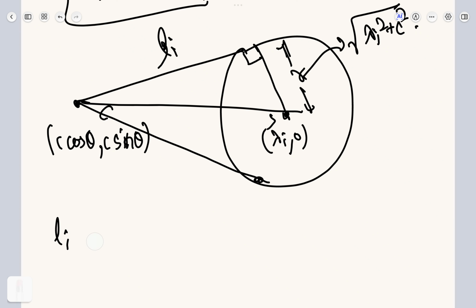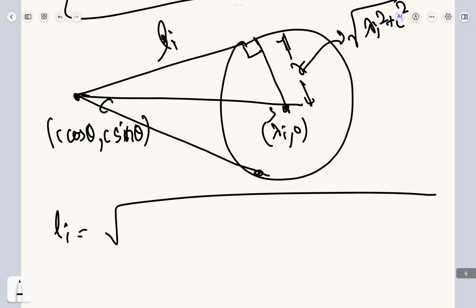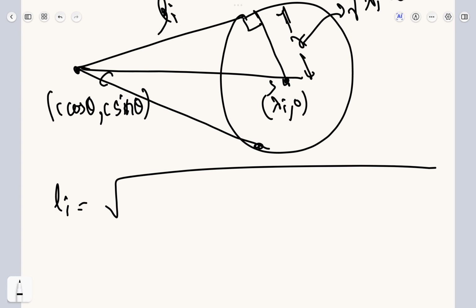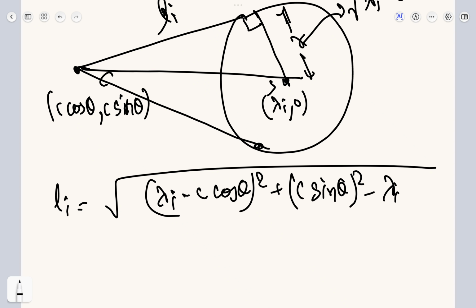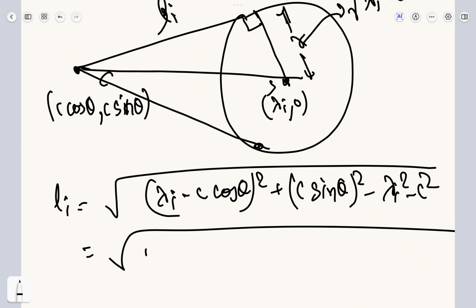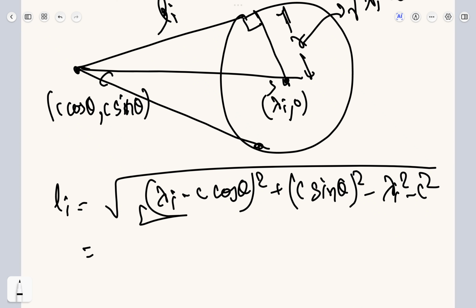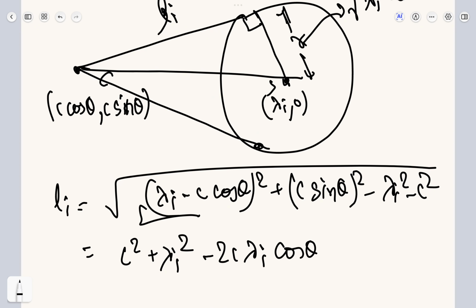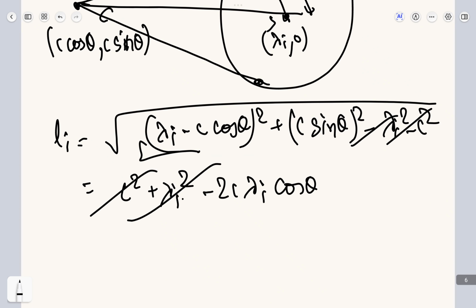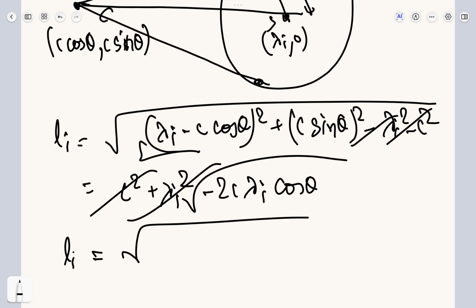Li can just be found by Pythagoras theorem, right? You don't have to use complex coordinate geometry for this. So lambda I minus c cos theta, c cos theta squared plus c sin theta squared minus lambda I squared minus c squared. Okay, so let me just do this directly. So this would be c squared plus lambda I squared minus 2c lambda I cos theta, and then you would have this cut, and this would be the length. So Li is equal to minus 2 lambda I c cos theta.